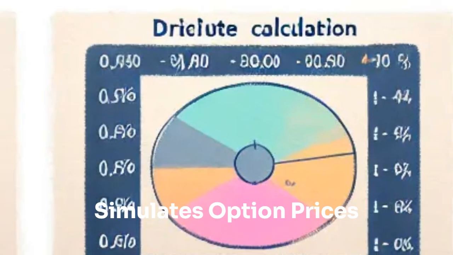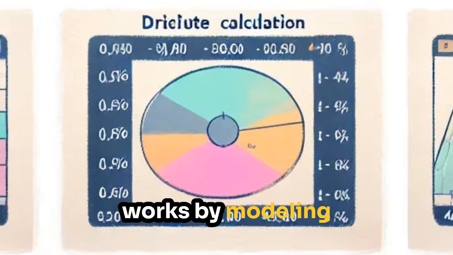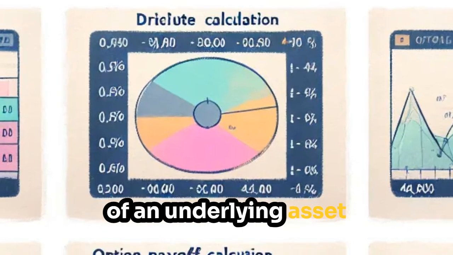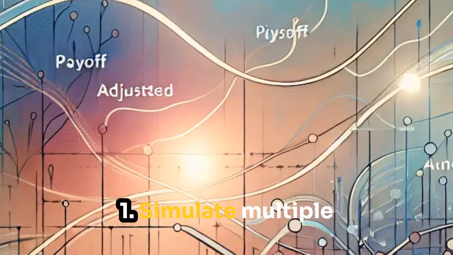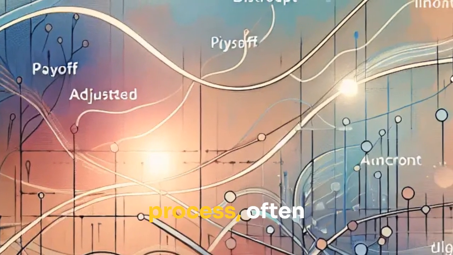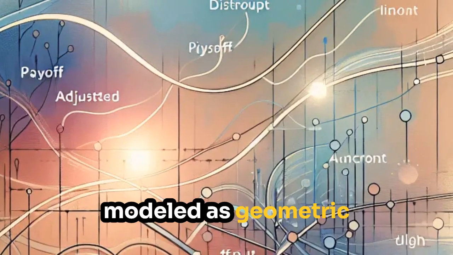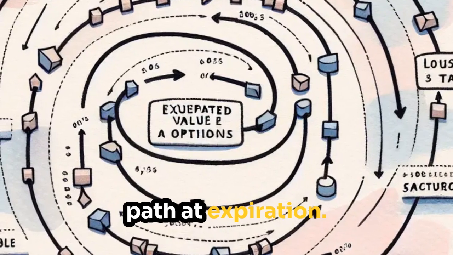How Monte Carlo simulates option prices. Monte Carlo simulation works by modeling the future price paths of an underlying asset using random sampling. Here's how the process unfolds. 1. Simulate multiple possible future price paths for the underlying asset using a stochastic process, often modeled as geometric Brownian motion. 2. Compute the option payoff for each simulated path at expiration.